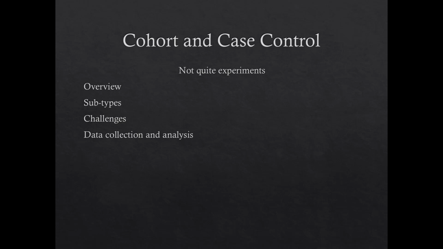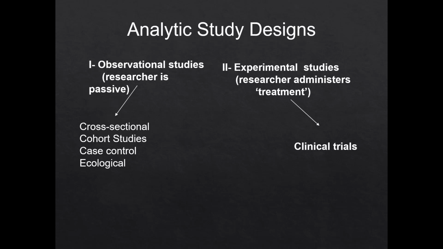In this video, we will quickly review, because you've seen the classification of epidemiological study types, a few of them and focus on cohort and case control. Analytic study designs are all the ones that are, to put it simply, not descriptive. And under analytic, we separate observational studies from experimental studies.